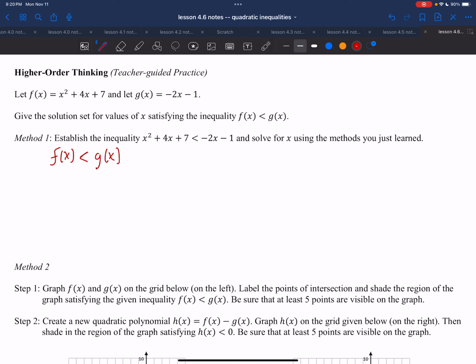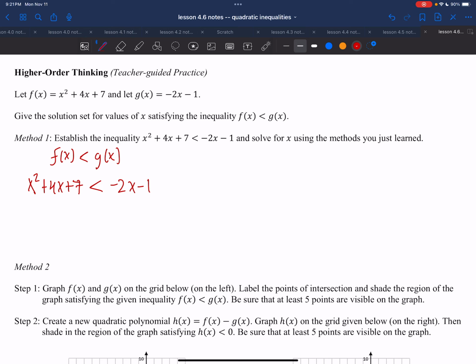To set this up, f of x is defined to be x squared plus 4x plus 7. This was just given to us. And g of x, I want to say less than, is negative 2x minus 1. Now, in the last video, we said if you want to solve this inequality, all you need to do is move everything to one side, set it in relation to 0, and then find the roots and do what we did.